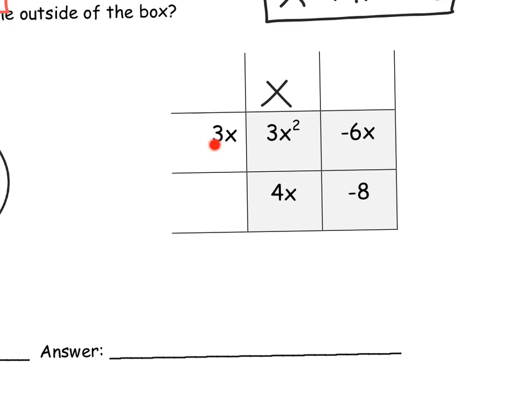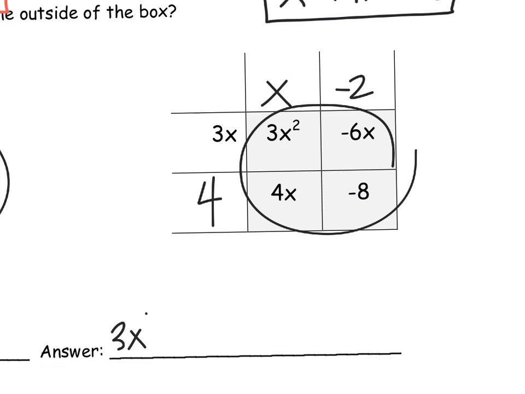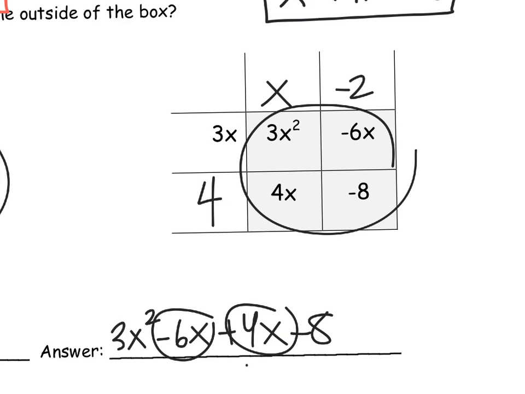Now I have a 3x multiplied by what to give me negative 6x. That would be negative 2. A 4 would go down here because x times 4 is 4x. And then negative 2 times 4 is negative 8. My answer is all of these, 3x squared minus 6x plus 4x minus 8. Like terms, 3x squared minus 2x minus 8 is the final answer.